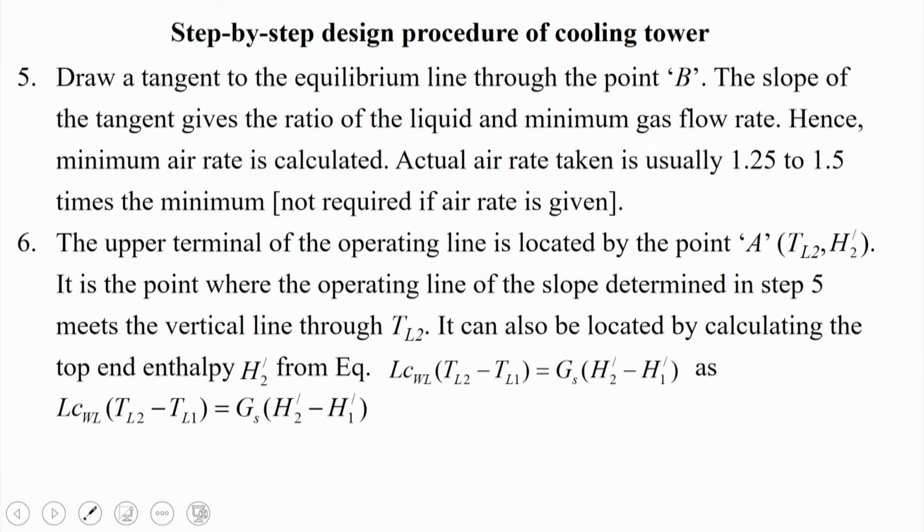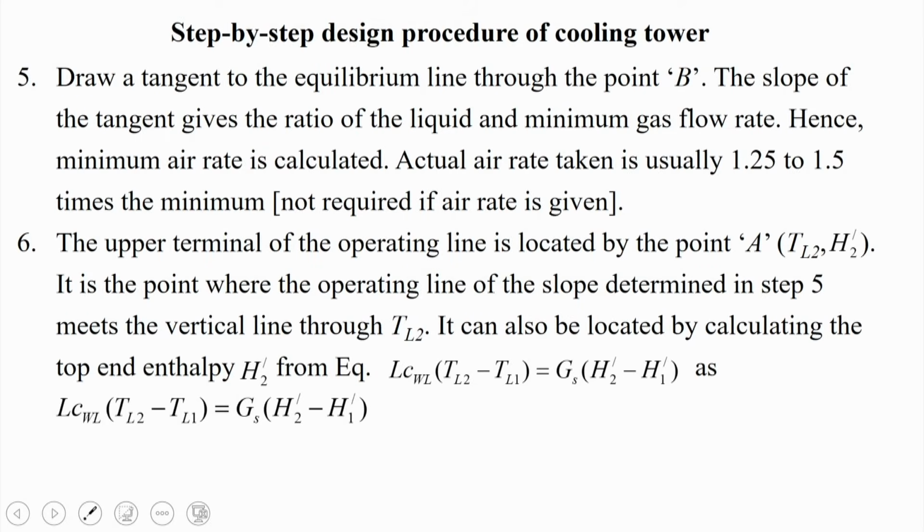So, now you see this one, it can also be located by calculating the top end enthalpy H2 prime from the equation LCW into TL2 minus TL1, which we obtained from the envelope 2. That is nothing but equal to Gs into H2 prime minus H1 prime, as LCW into TL2 minus TL1 is equal to Gs into H2 prime minus H1 prime.